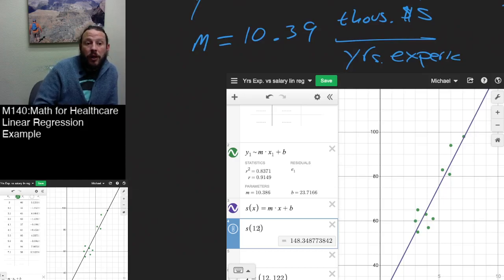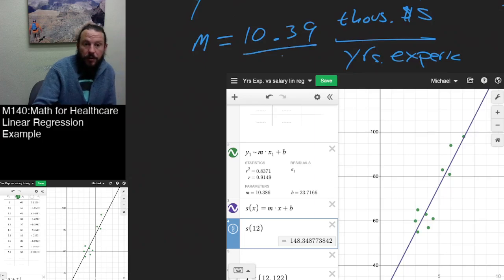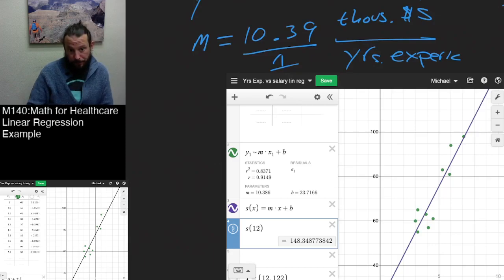And when we want to interpret that, we're going to think of 10.39 over 1, okay? And so this tells us that for each increase in years experience, your salary should increase by about $10.39 thousand. Right?